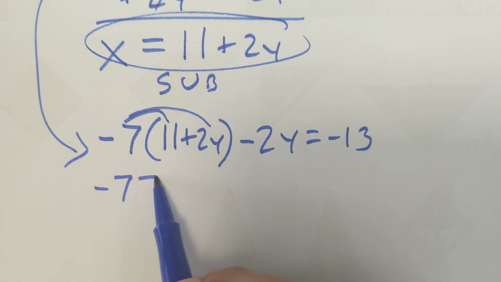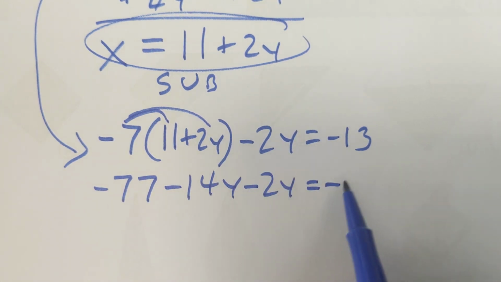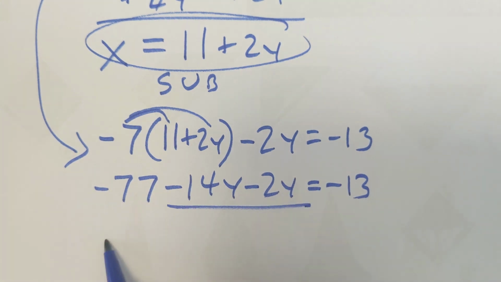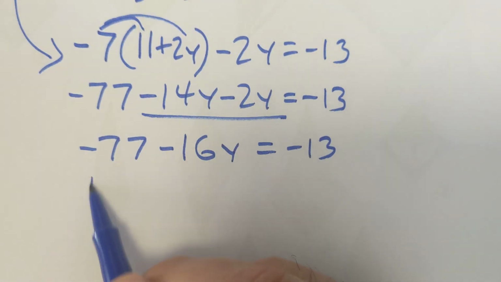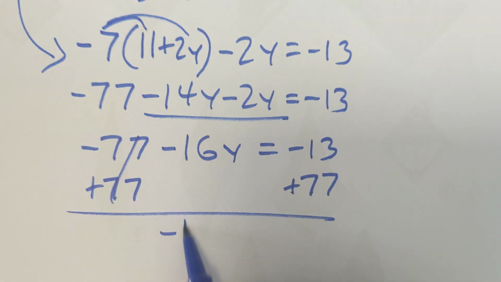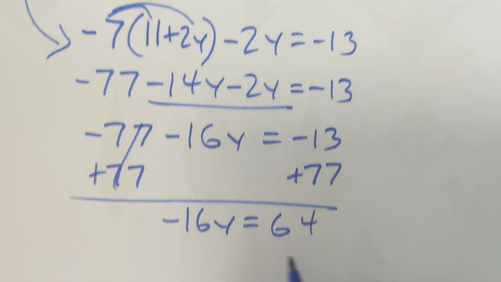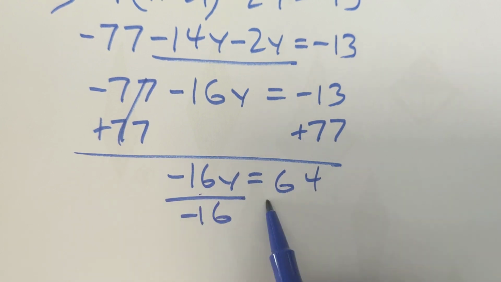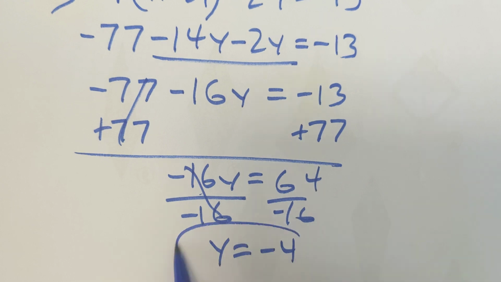Distributive property. We get that. Got some like terms here. So we'll get negative 16y. Add 77 to both sides. We get negative 16y equals, let's see, that'd be 64. Divide both sides by negative 16, and y turns out to be negative 4. Okay, so there's half my answer there.